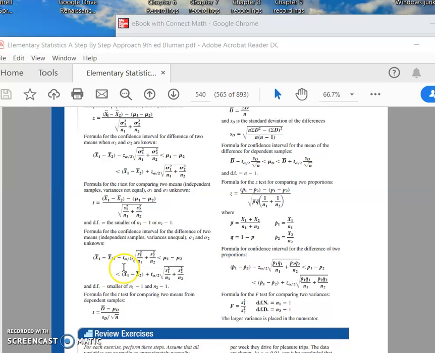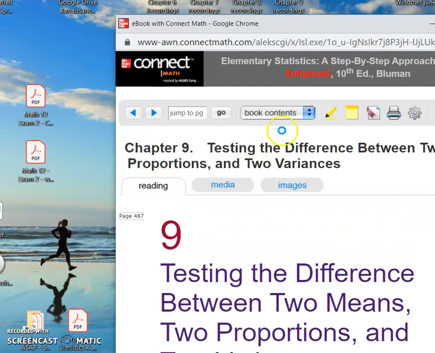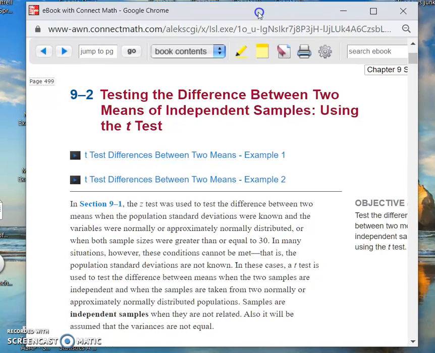I hope that makes sense to you now that we've done a little bit in chapter 9, but we've done all of chapter 8, and these concepts are very, very similar between chapter 8 and chapter 9. In fact, that's why I've been beating on this dead horse so much, because I find that students have a real hard time keeping the concepts straight between chapter 8 and chapter 9. So here we are, chapter 9, section 9.2, independent samples, and we're going to use the t-test. Let's take a look.